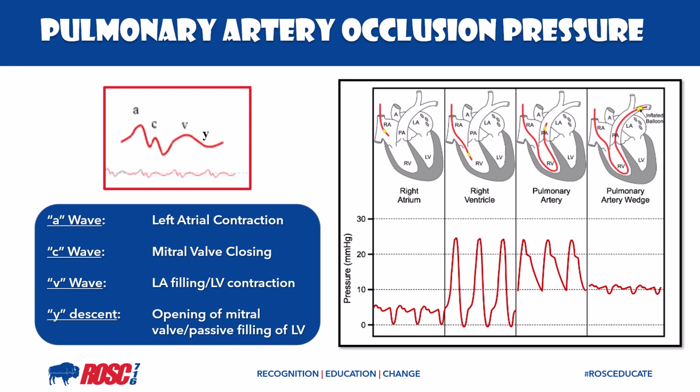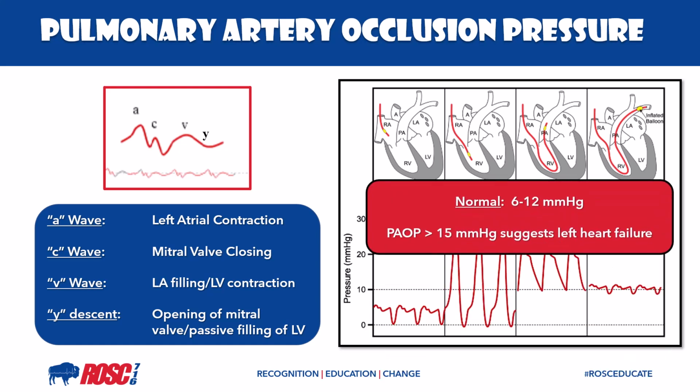The association of the waveform component to mechanical actions can be seen in this blue box here. The A wave is the left atrial contraction, the C wave is the mitral valve closing, the V wave is the LA filling and the LV contracting, the Y descent is the opening of the mitral valve, the emptying of the atrium, and the passive filling of the LV.